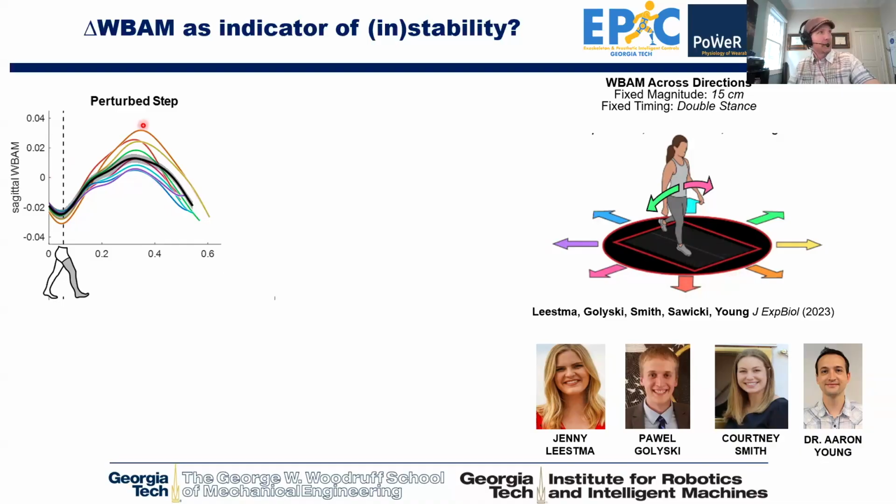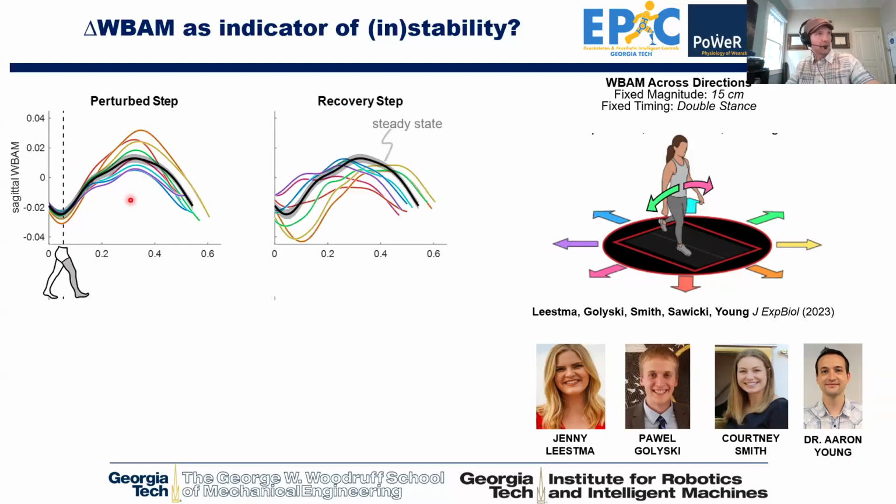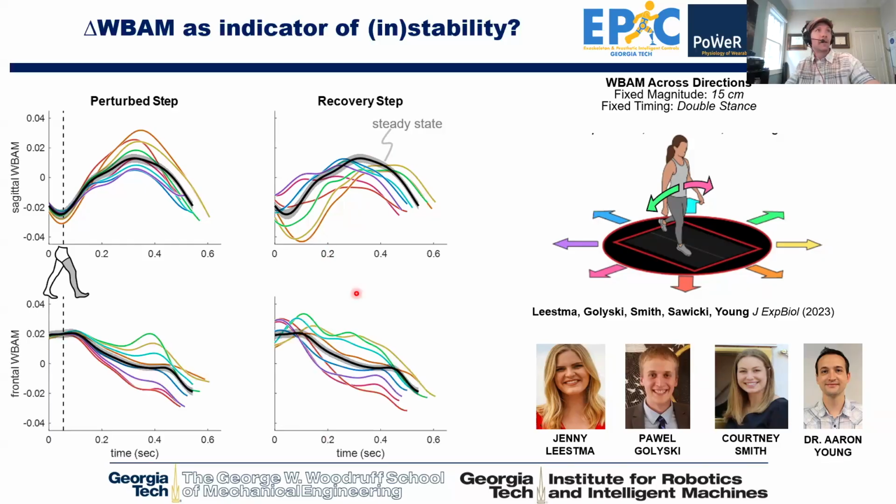What's cool about this is you can see that the experiment does a really nice job of dose-response modifying the whole body angular momentum response, which is really nice. It gives us big data sets to work with. This is the perturb step. We can look at the next step also, and you can see that the system is not back to normal even after one step. It's a multi-step process.